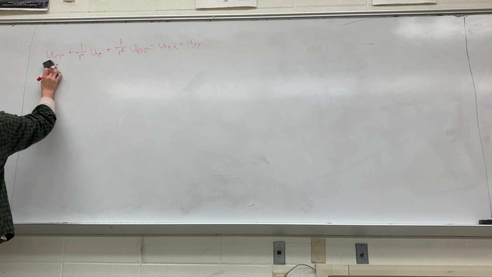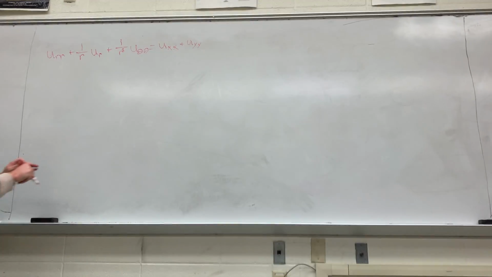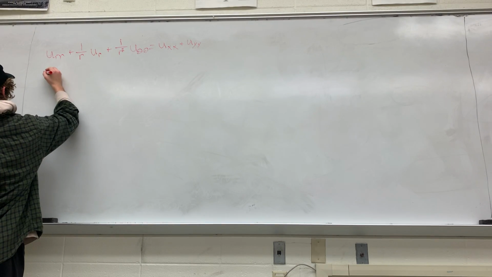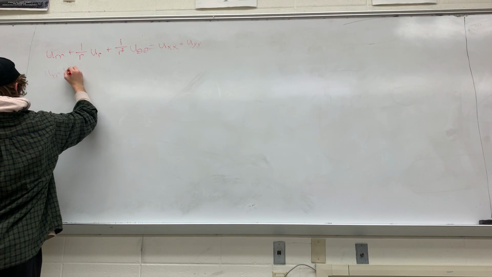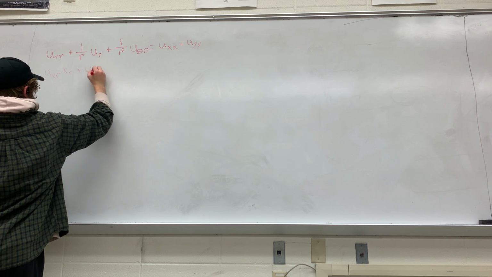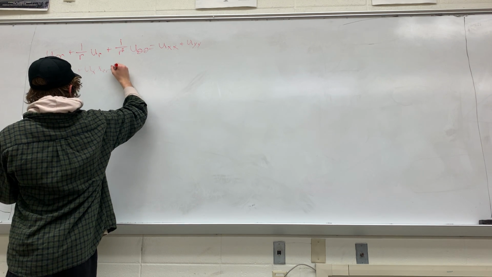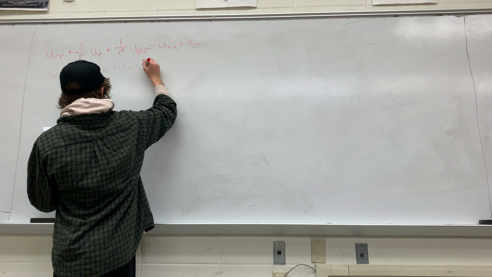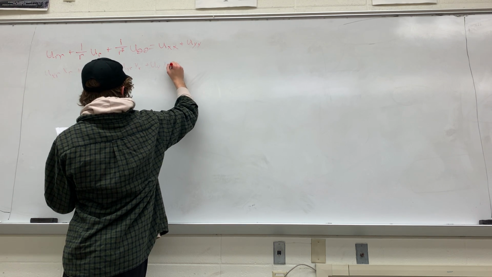One moment. This marker seems to have died. All right, the derivative of U_rr is U_xr times x_r plus U_xx x_r r plus U_yr y_r plus U_yy y_r r.